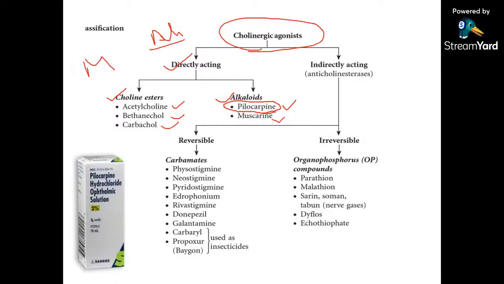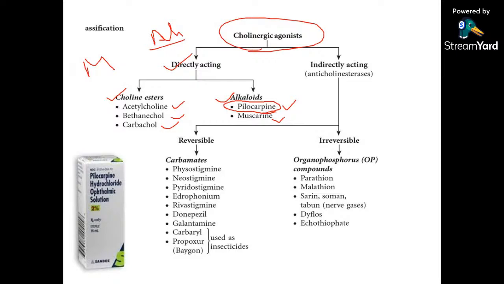Pilocarpine is classified as: option A is cholinesterase inhibitor, option B is sympathomimetic, option C is cholinomimetic, and option D is cholinolytic. So among these four options, which one is the correct option? Actually, pilocarpine is cholinomimetic, which is also called cholinergic agonist, or parasympathomimetic. So the option is C.